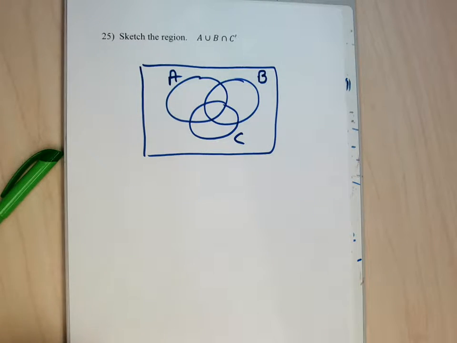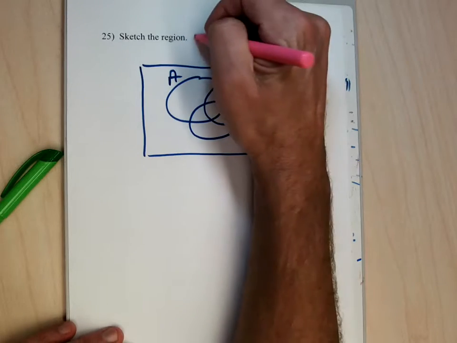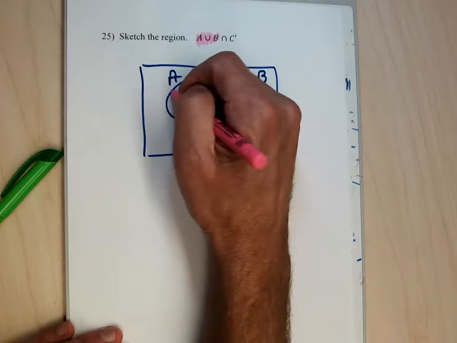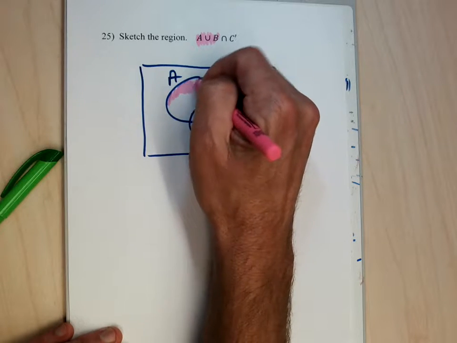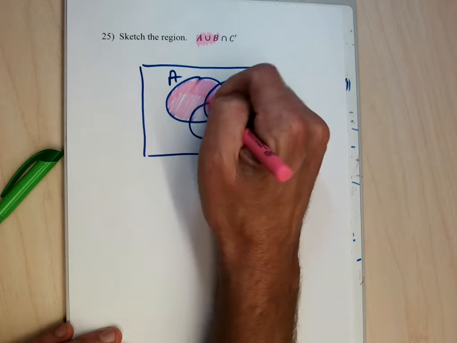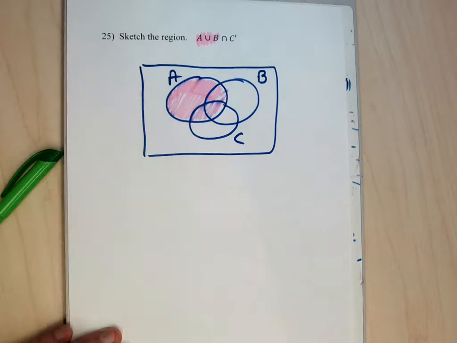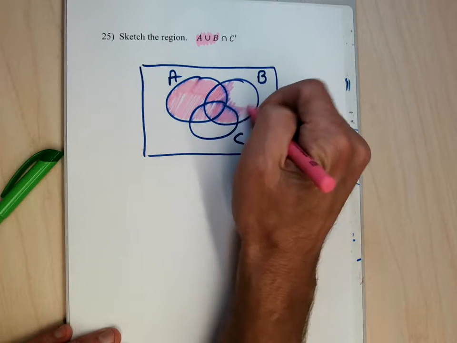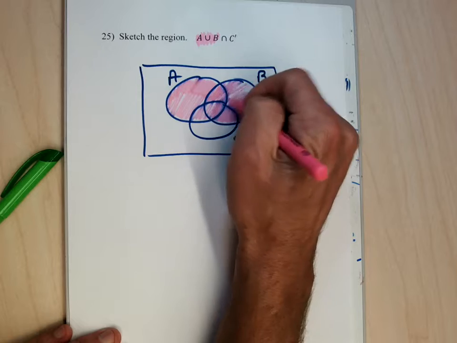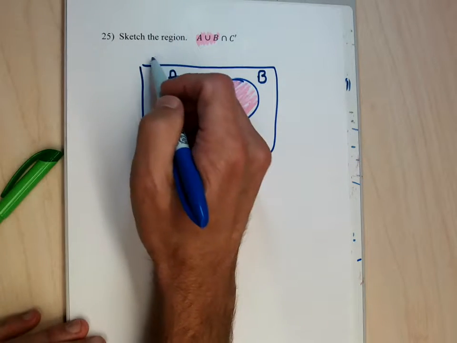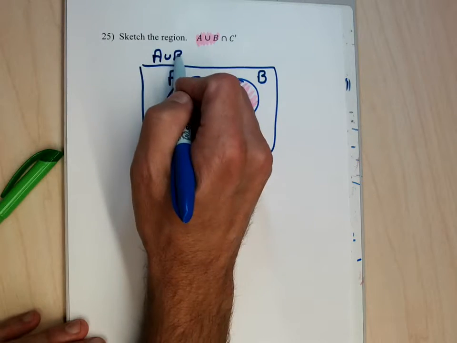So first thing I'm going to do, in one color, pink, show A union B, because unions you can do with one color. To show A union B, first, I'm going to show A by shading in the entire A circle. That's the A part of A union B. Now I'm going to do the B part of A union B by shading in the entire B circle. So this is a picture of A union B. Done with that, it's shown nicely in pink.